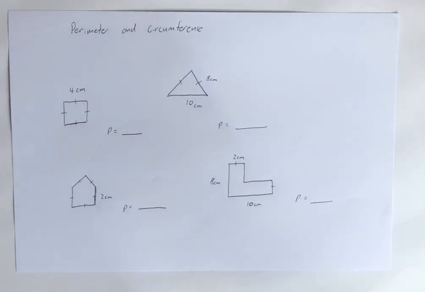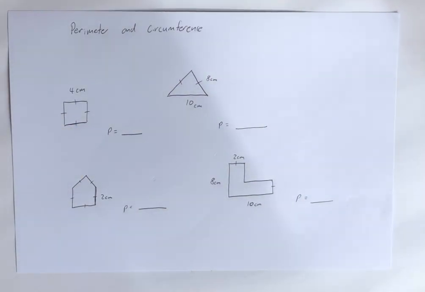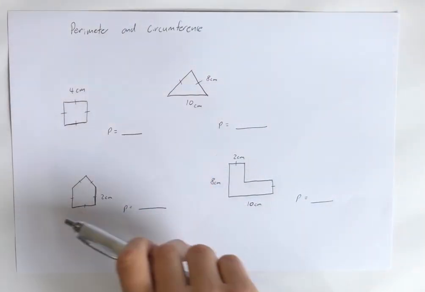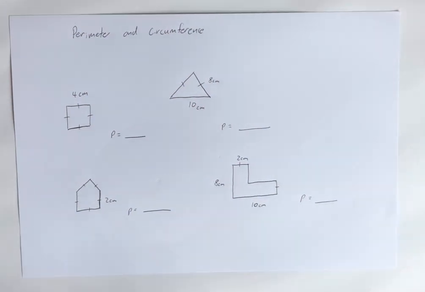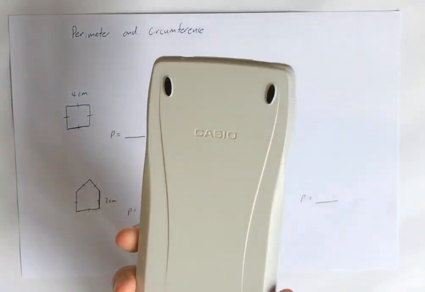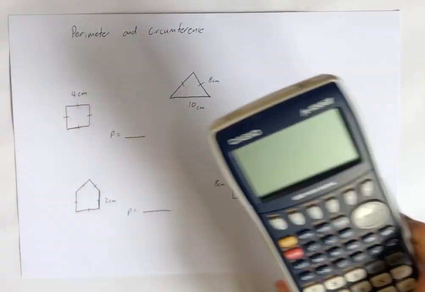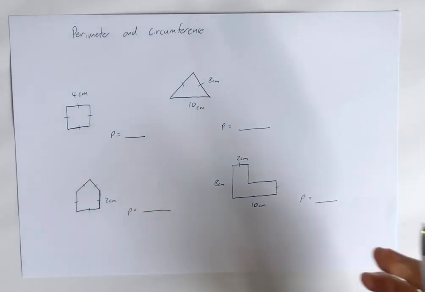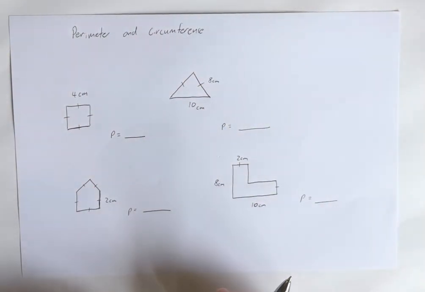Measurement is usually split into 3 parts. Perimeter, which is the length of something. We've got area, which is the area of something, like this piece of paper. And then we've got volume, which is how much space an object can take up. You'll notice that they go up in dimensions: length is 1 dimension, area is 2 dimensional, and volume is more 3 dimensional.